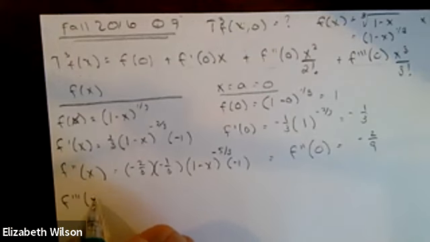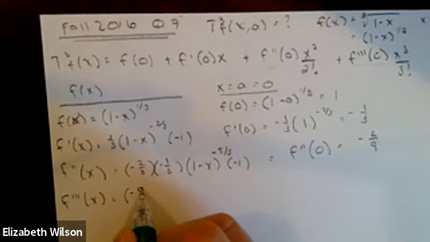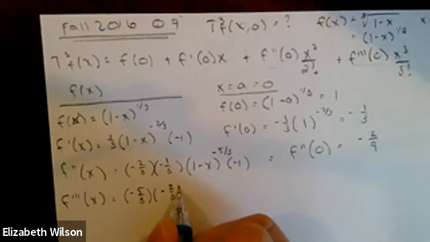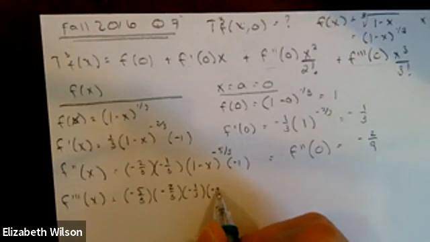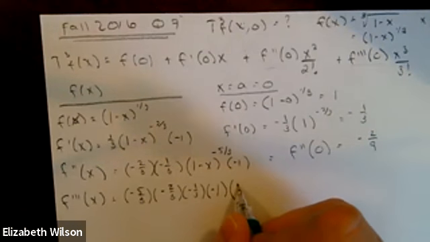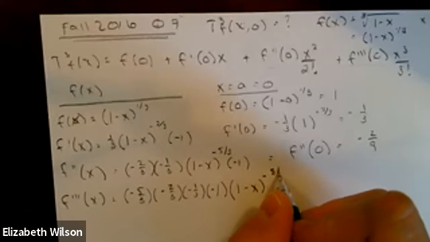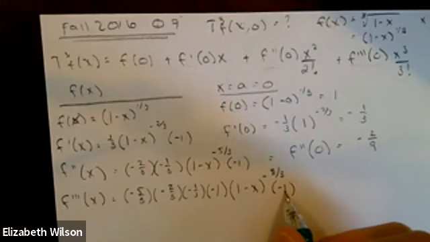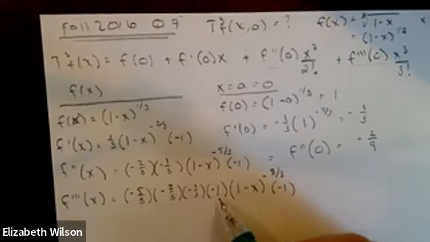Our third derivative: I take my exponent, minus 5/3, multiply it by what's there, minus 2/3, minus 1/3. I've got this minus 1 here from before, and I've got 1 minus x to the minus 8/3. And then my chain rule says I have to do minus 1 from before. That's why I moved this minus 1 out here, so I don't confuse myself and think I've already done it.